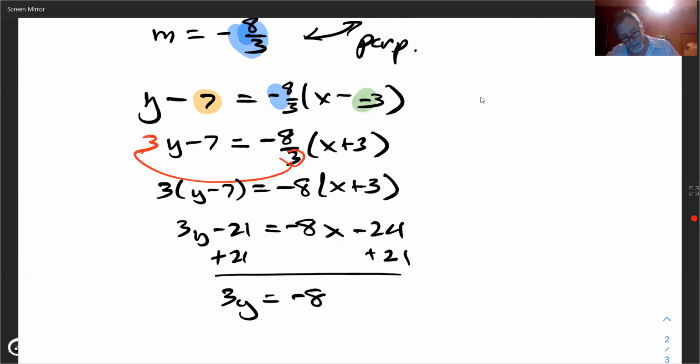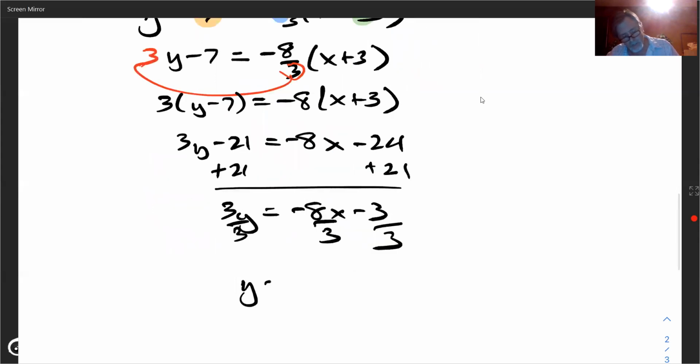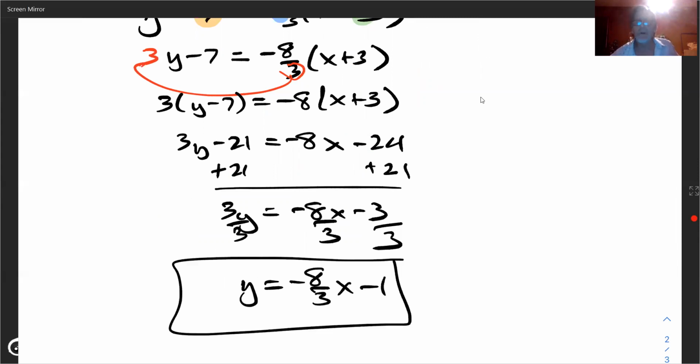It's a lot of memory, right? And then finally divide by 3. Oh, nice. We get y is equal to -8/3 x minus 1. There you go. That's it for now. I'm going to stop the recording, and we'll go on to the next one.